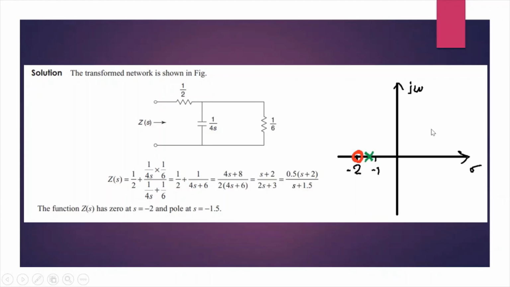So draw the sigma j omega axis, and then the zero will be s equal to -2, which is marked by a circle, and the pole will be s equal to -1.5, which is marked by a cross. So this is an example of a pole zero plot from the diagram.